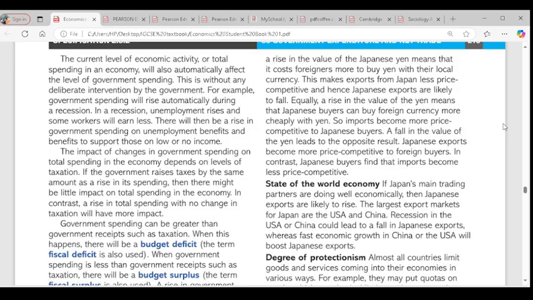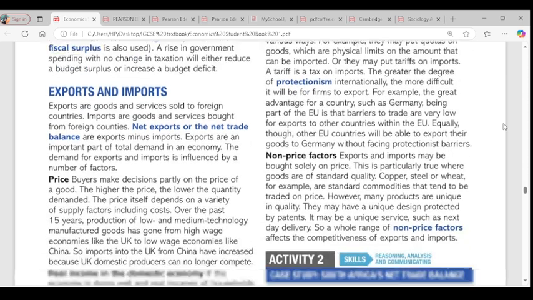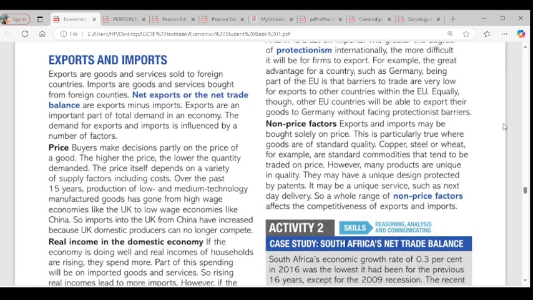That takes us to exports and imports. Are you there? Yes.